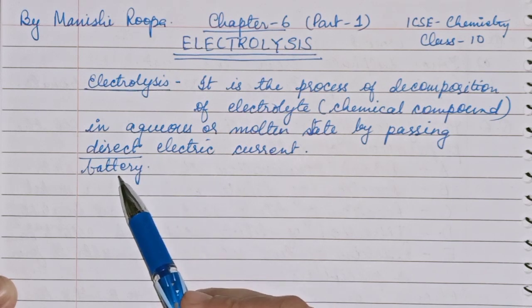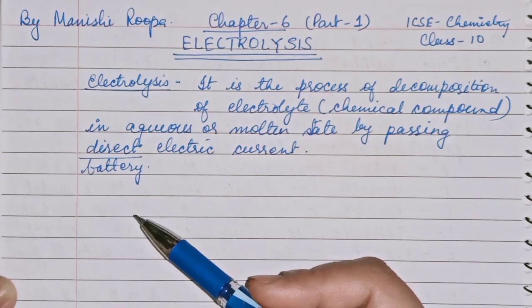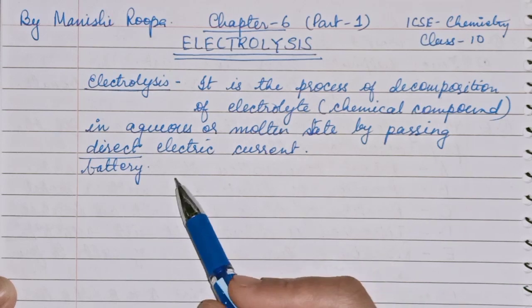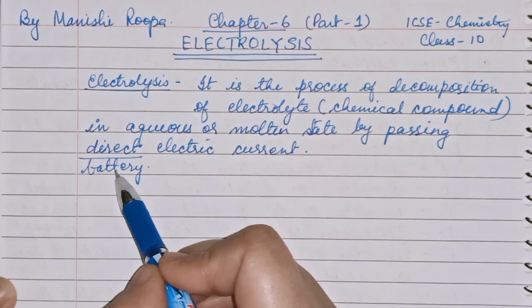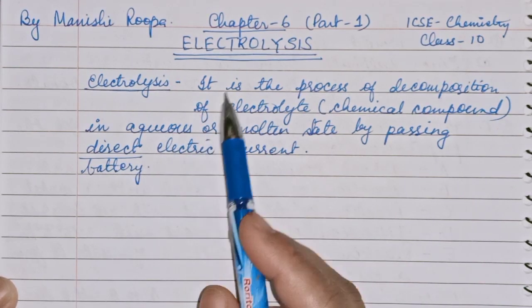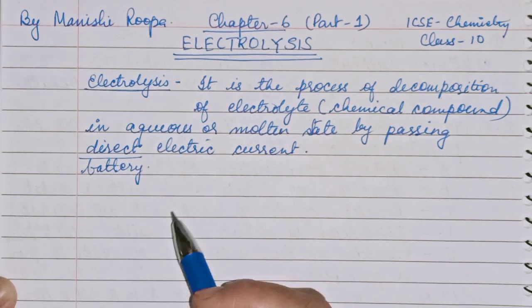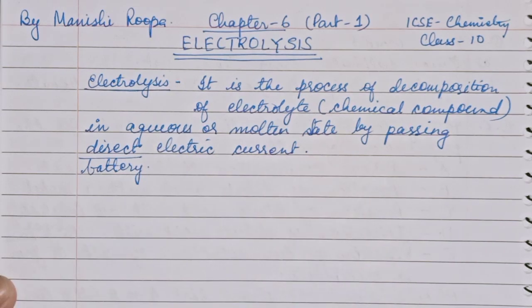Why are we using a battery? To get the continuous flow of electric current. So when the electric current is continuous, the electrolysis process will be very smooth.